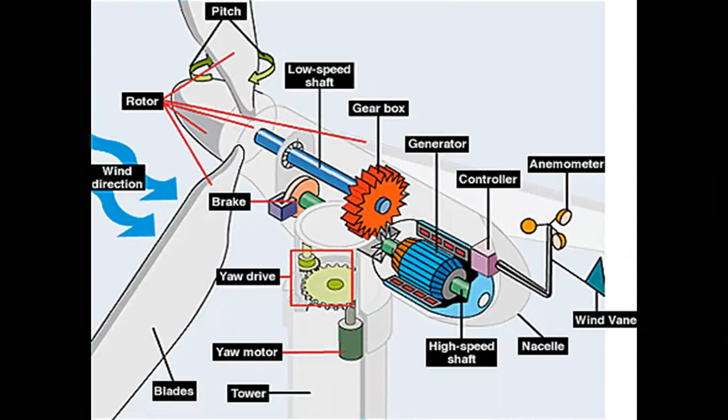In the horizontal axis windmill, the basic components are the blade, rotor, pitch control, braking mechanism, low speed shaft, high speed shaft, gearbox, generator, control mechanism, anemometer, yaw drive, yaw motor, blade and wind direction. In the horizontal axis windmill, the rotation is based only upon the wind direction, that is, only in the 180-degree direction.